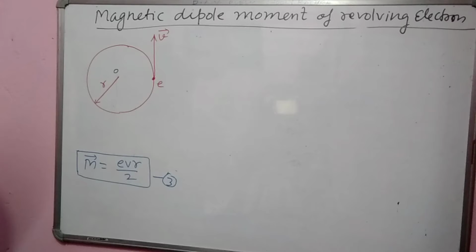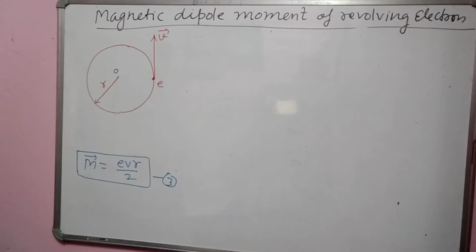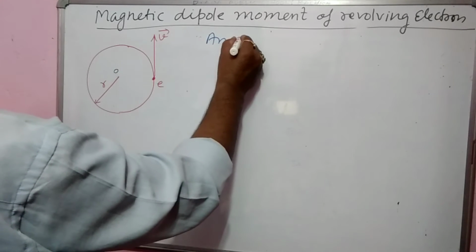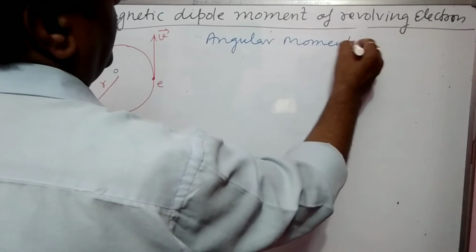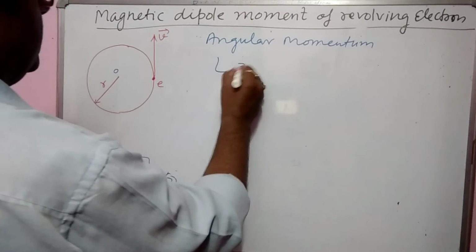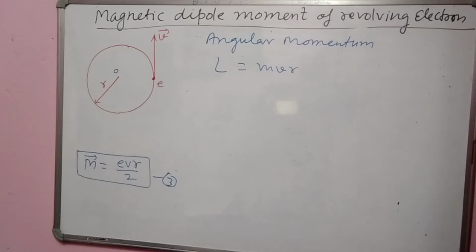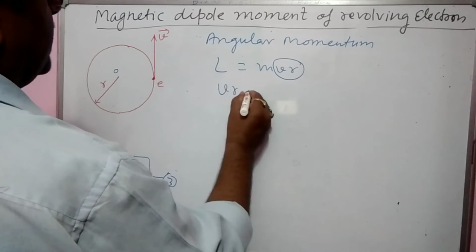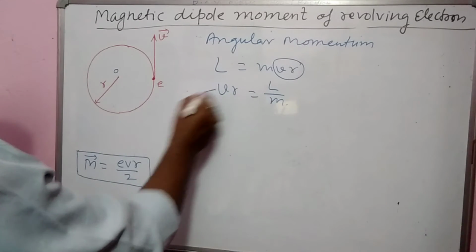Now according to the definition of angular momentum, as the electron is revolving, it will have angular momentum. So according to angular momentum, that is moment of momentum L, is given by mv into r. So from here we can calculate vr. vr is equal to L by m, and it will be substituted here.